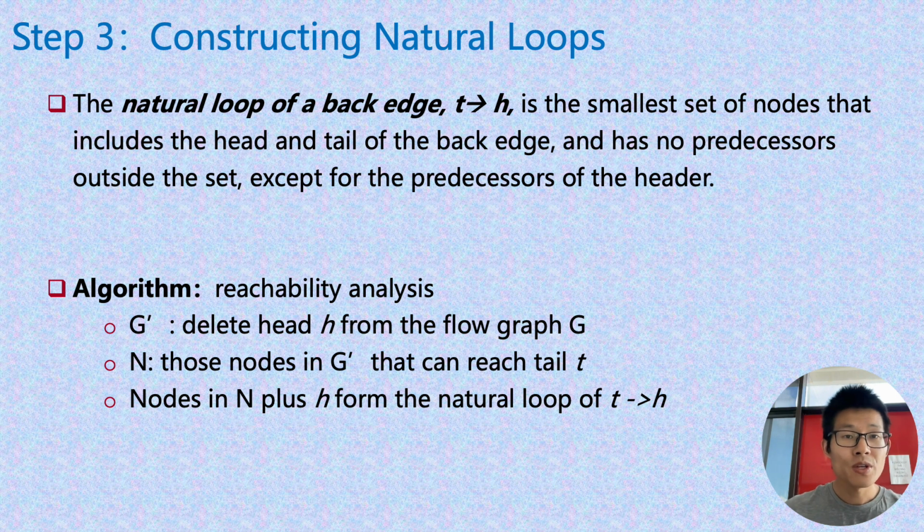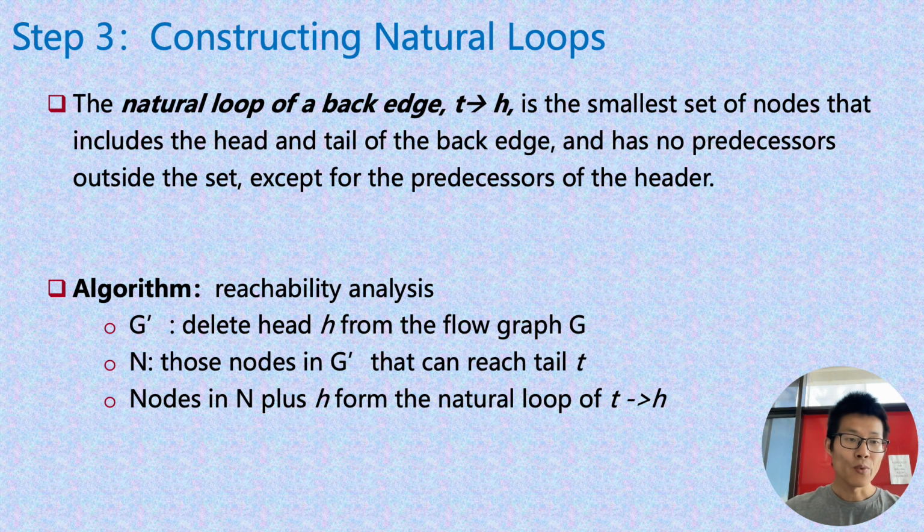Okay, now we go into step 3, constructing natural loops for a back edge. The natural loop of a back edge is the smallest set of nodes that includes the head and tail of the back edge and has no predecessors outside the set, except for the predecessor of the header. So the algorithm is quite simple. We can use reachability analysis to construct the natural loop for a back edge.